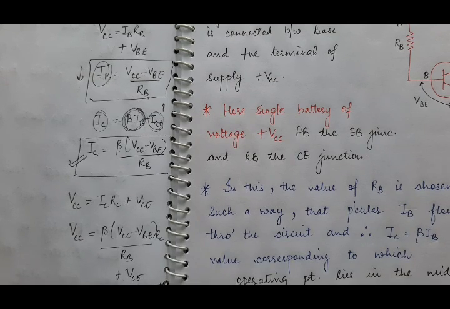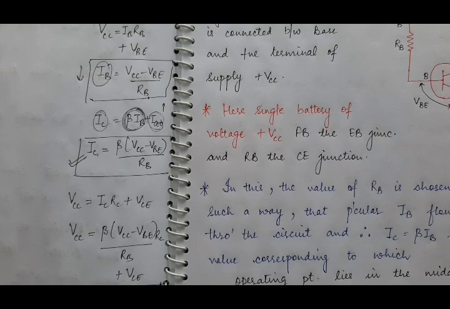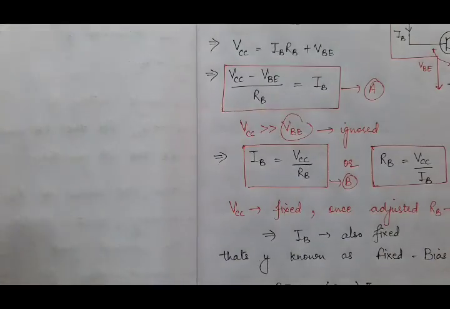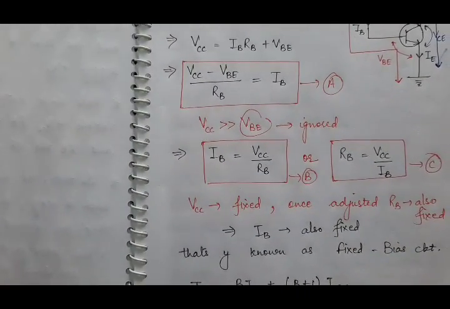We have also calculated the stability factor in this case, and that comes out to be beta plus 1, which is very high because the value of beta is high, so the stability factor is high. A higher stability factor means the transistor is more unstable. So higher will be the thermal instability of the transistor in case of fixed biasing. That is why fixed biasing is not used. So this we have already done.